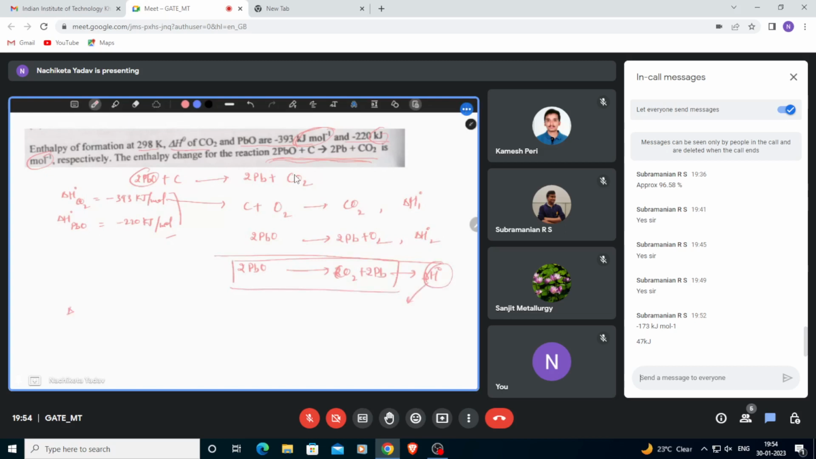Delta H naught is equal to delta H1 of the first reaction plus delta H2. Delta H1, the CO2 formation, is given: minus 393, plus delta H2. This is for 2 moles of Pb, so we have to multiply by 2, and it is again minus 220. But it is for PbO formation, so it will be the opposite of this, because I have written the reaction in the opposite direction. So plus 220. If you solve it, you will get 47 kilojoule per mole. This will be per mole again.